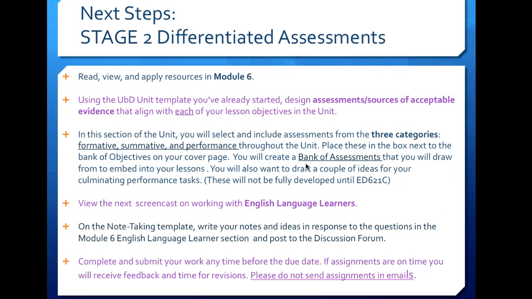So your next steps are to review and apply resources for Module 6. You are to use the UbD template and design assessments or sources of acceptable evidence that align with each of your lesson objectives in the unit. In this section, you'll select and include assessments from all 3 categories: formative, summative, and performance. You're going to place these in the box next to the bank of objectives. So you're creating a bank of assessments, and you're going to use these to embed into your lesson. So you're going to have the bank of assessments, and then they are going to be applied to each of your lessons as you design the lessons.